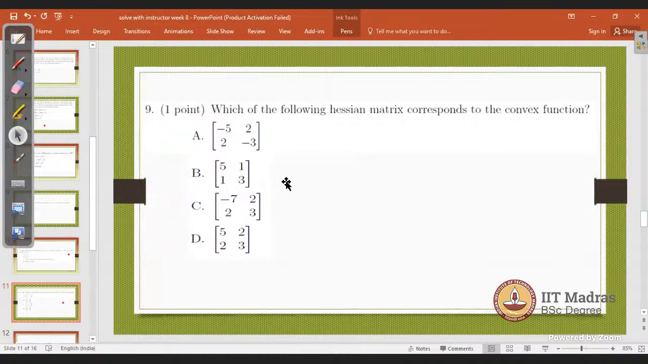This one. Which of the following Hessian matrix corresponds to the convex function? Just check which is the proper Hessian matrix. You can check all of them. Just check this one. One correct answer, 2 correct answers we got.